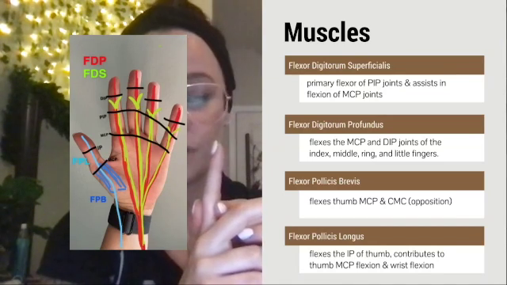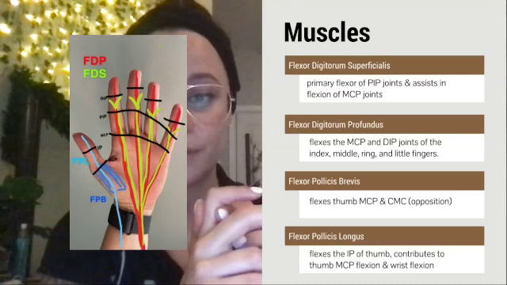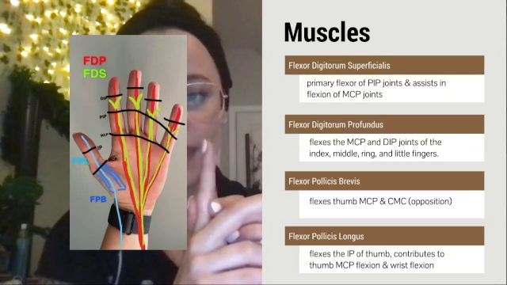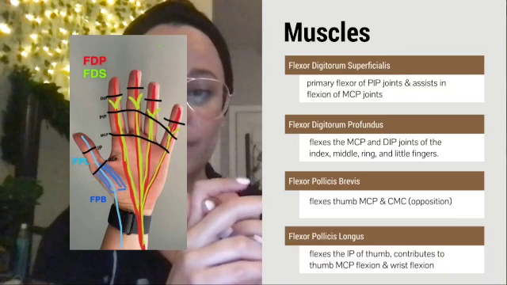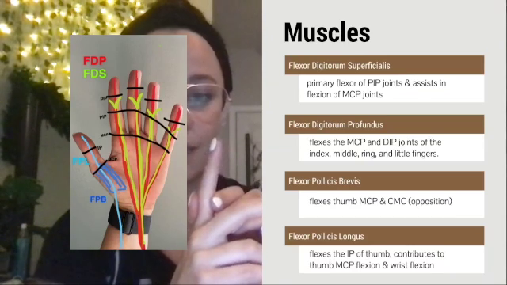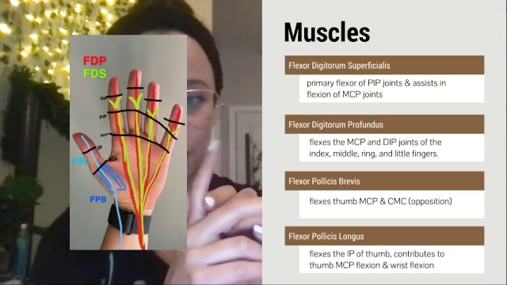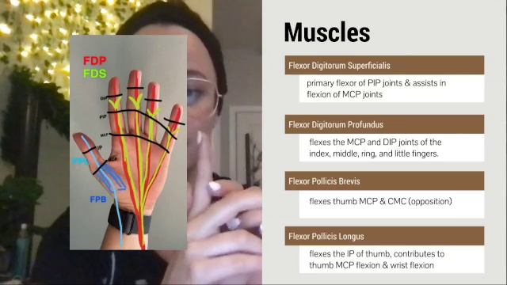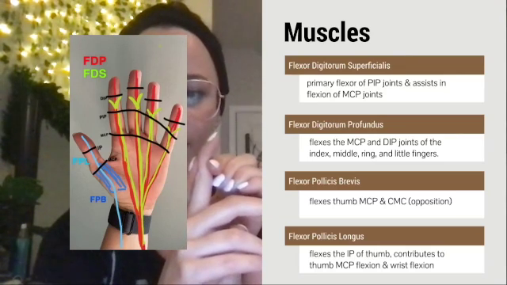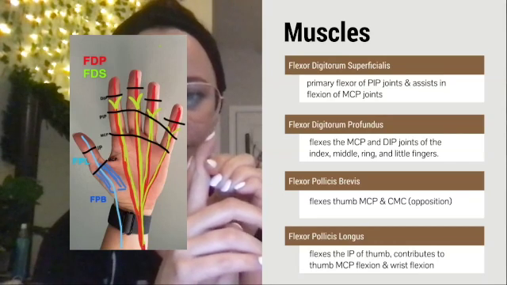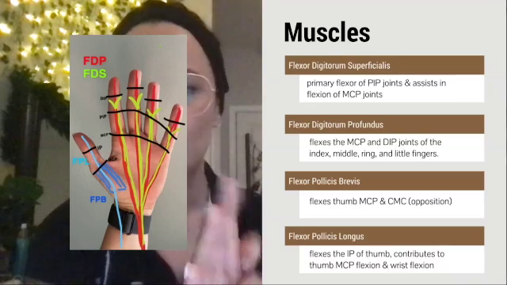As a side note, which we will get into, right now what I'm doing is joint blocking to show you that I am only flexing my PIP joint using my flexor digitorum superficialis, FDS, and now I am only flexing my DIP joint, which is my flexor digitorum profundus, FDP, moving that.